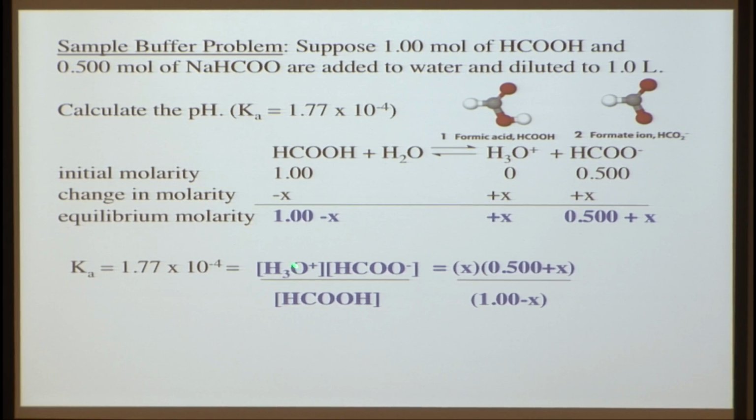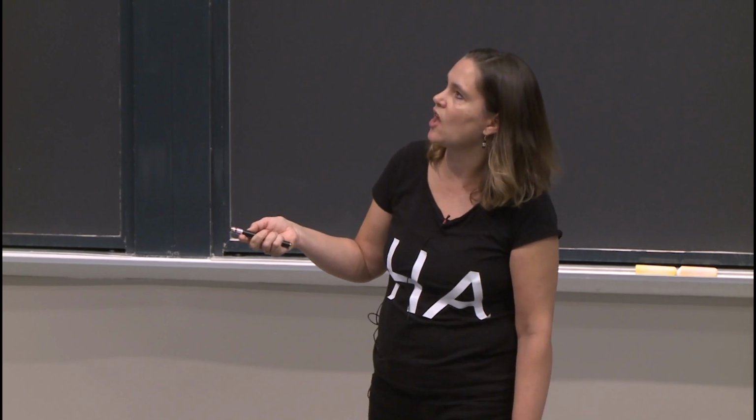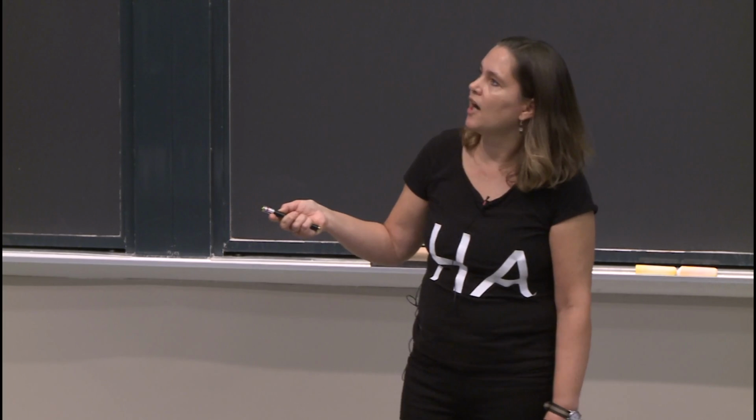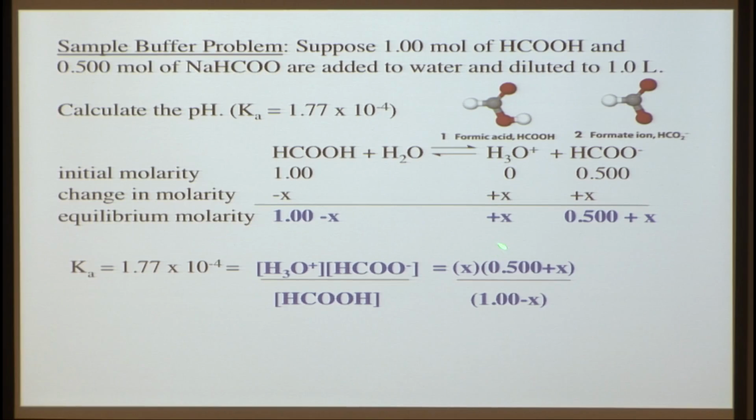We have our products. We have the concentration of hydronium ion times the concentration of formate ion, the conjugate base, over the concentration of our formic acid. And again, water does not appear in the expression because it's the solvent. Hydronium ion concentration is x. The conjugate base concentration is 0.5 plus x. And the conjugate acid concentration is 1 minus x.